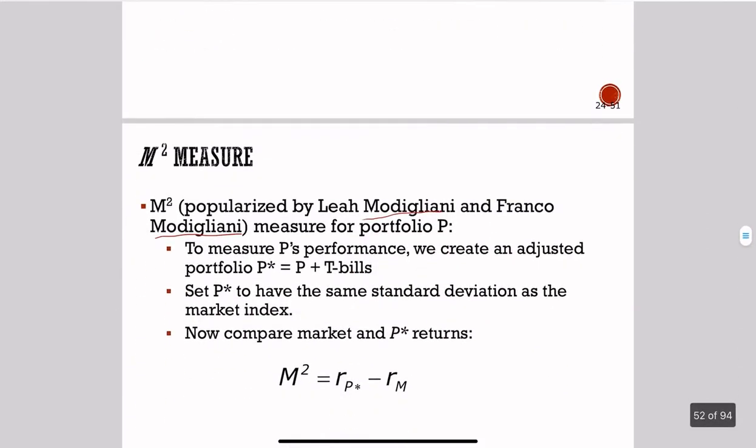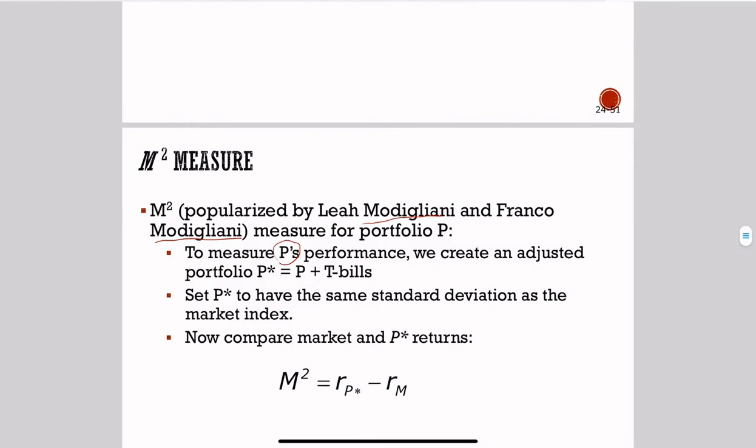And today let's talk about the M-squared measure. I mentioned in the last class, it is called M-squared measure because it is popularized by two Modigliani. So the idea of the M-squared measure is like this. Let's say you wanted to measure portfolio P's performance. Then you will want to mix this portfolio P with T-bills. T-bill is a typical risk-free asset, right? And then I call this mixed portfolio as portfolio P star.